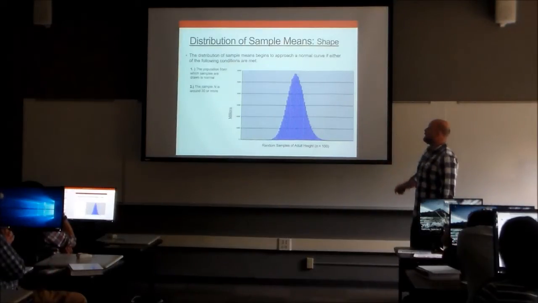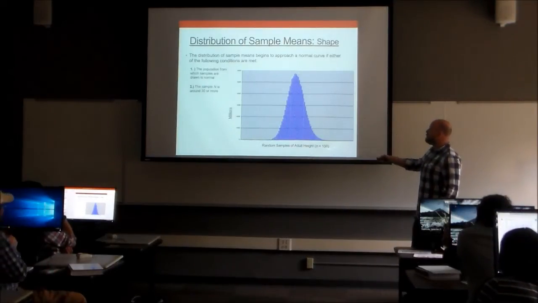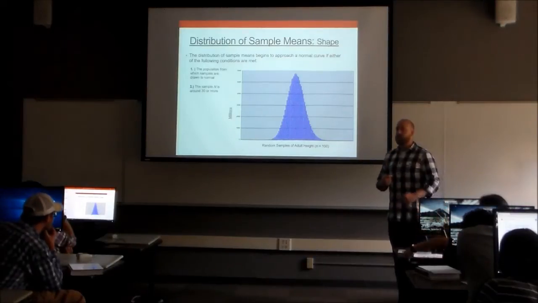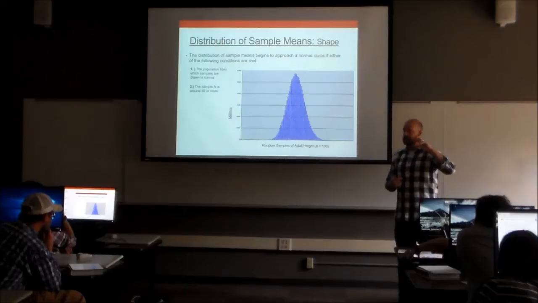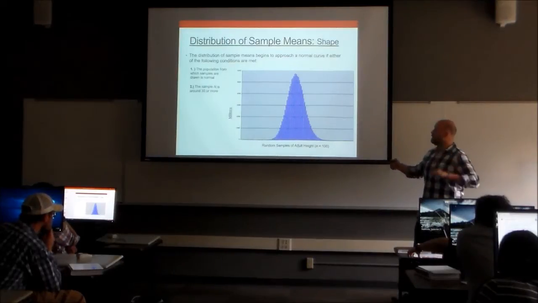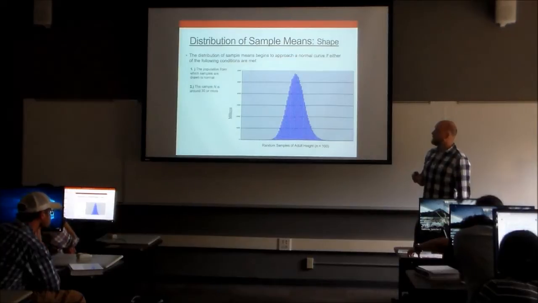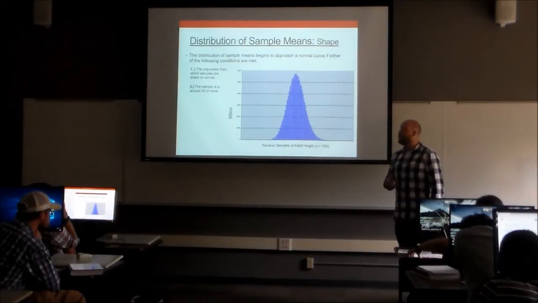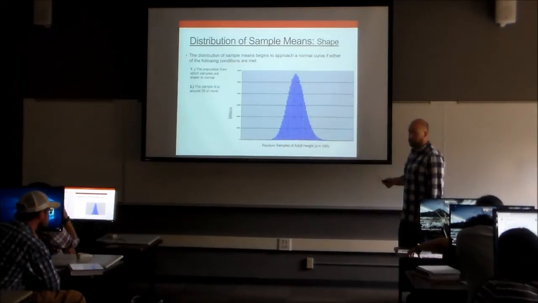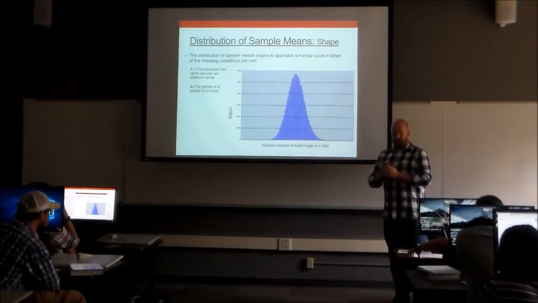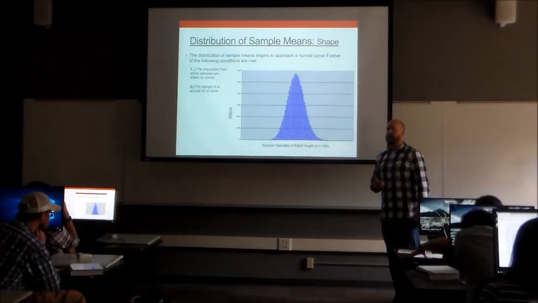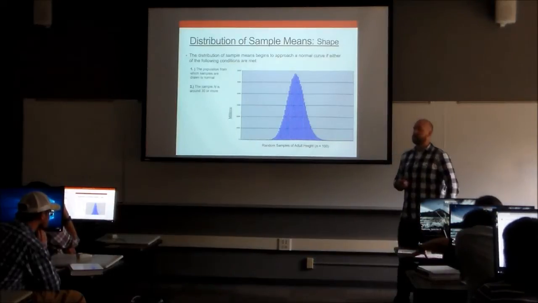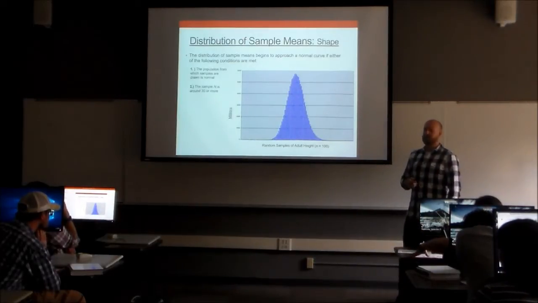But what we see is that this distribution of sample means starts to approach normality very quickly under one of two conditions. This is important to keep in the back of your head. One, if the population from which the samples are drawn is normal. So this is where you have to start thinking about your construct. Do we expect adult height in the population of Wyoming residents to be normal?